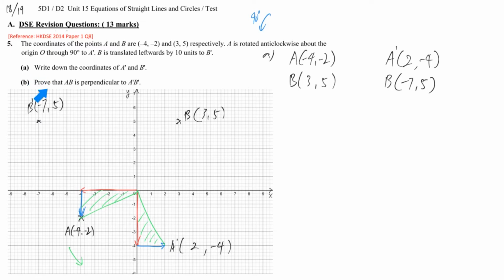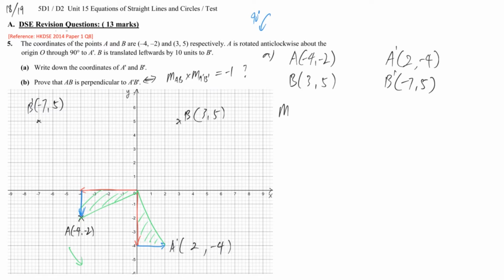And then for part B, they are asking us to prove AB is perpendicular to A prime B prime. This condition is exactly equal to testing whether slope AB times slope A prime B prime is equal to -1 or not. So we have to find the slope of AB and the slope of A prime B prime, then multiply them to test whether it is -1. If it is -1, they are perpendicular. If it is not -1, they are not perpendicular.